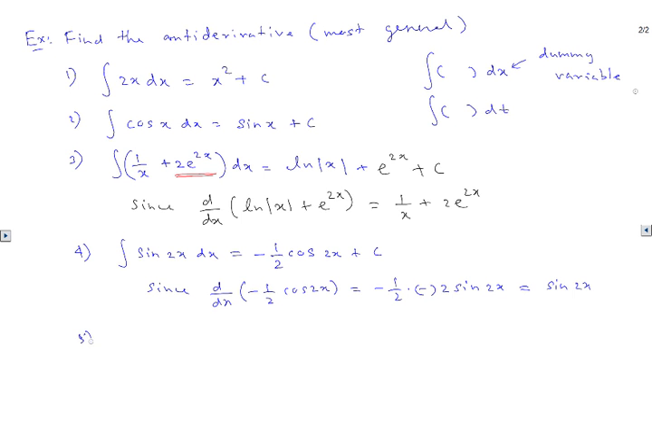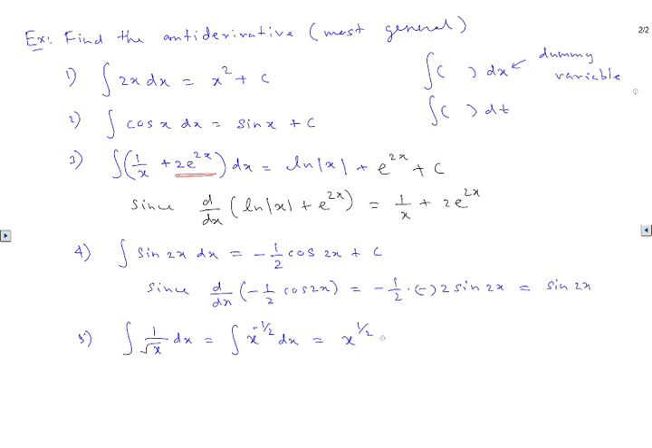And then how about something like this? Number 5, let's say the antiderivative of 1 over square root x dx. How about that? Because when you take the derivative, you have to subtract 1. So you can see this is x to the negative 1/2. When you subtract 1, you get this. That means when you talk about the antiderivative, you want to add 1. So it's going to be x to the 1/2.